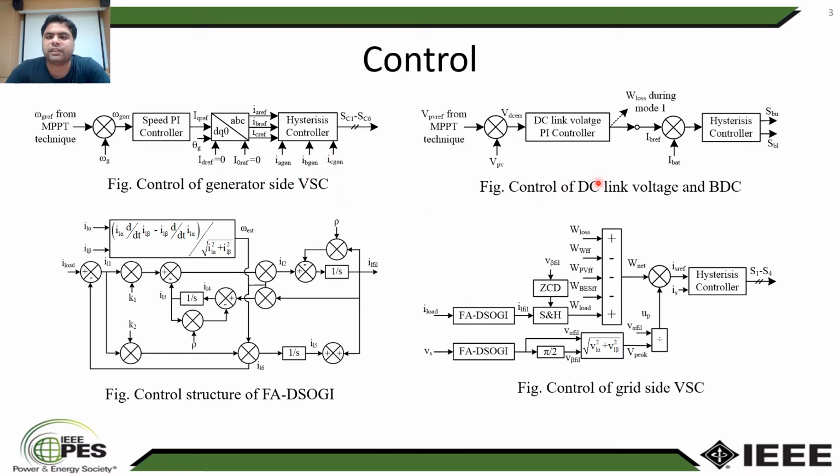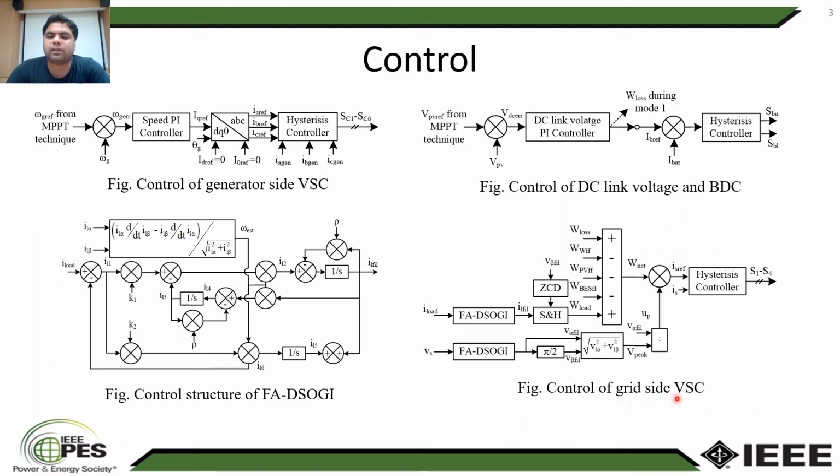The control of the DC link voltage is done in two modes. First is the grid mode. When the grid is available, the output of the DC link voltage controller is taken as the loss component. However, when the grid is not available, the output of the DC link voltage controller is taken as the reference battery current. This reference battery current is compared with the sensed battery current and the error is fed to the hysteresis controller for generation of switching pulses for the bidirectional converter.